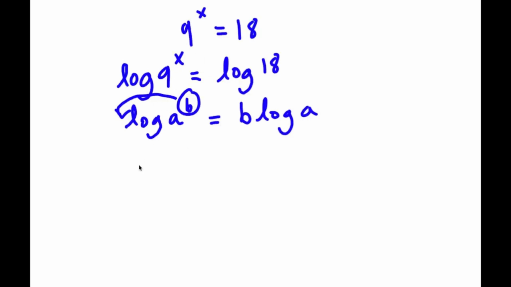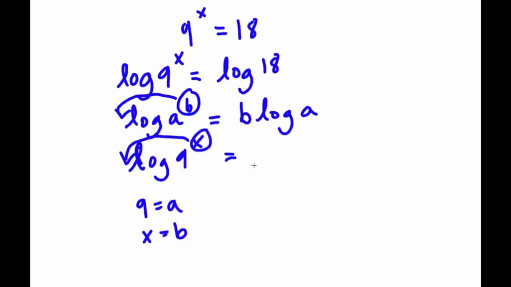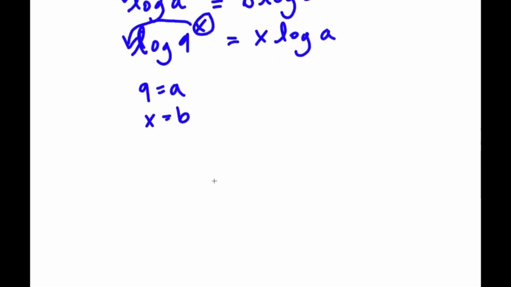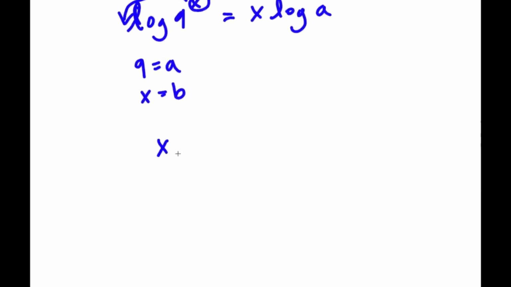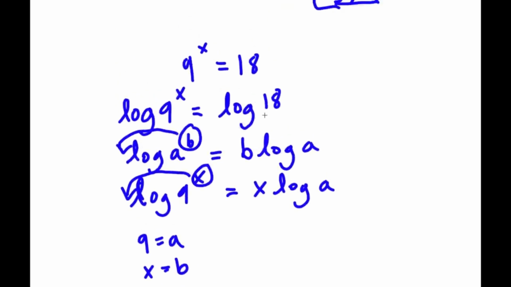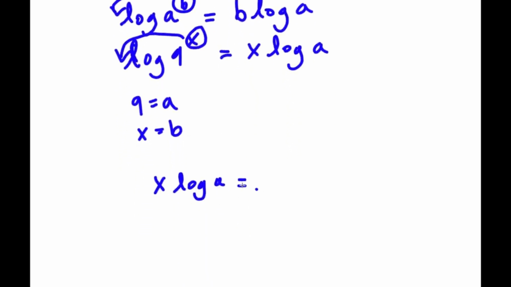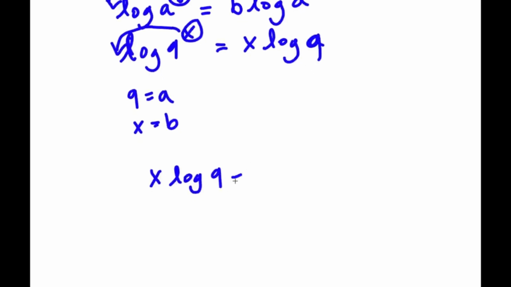So I'm going to use this property on log 9 to the power of x. So we can think of 9 as a and x as b. So I'm going to move our x here to the front of the logarithm. So this is going to equal x times log 9. So I have x times log 9 is equal to log 18.